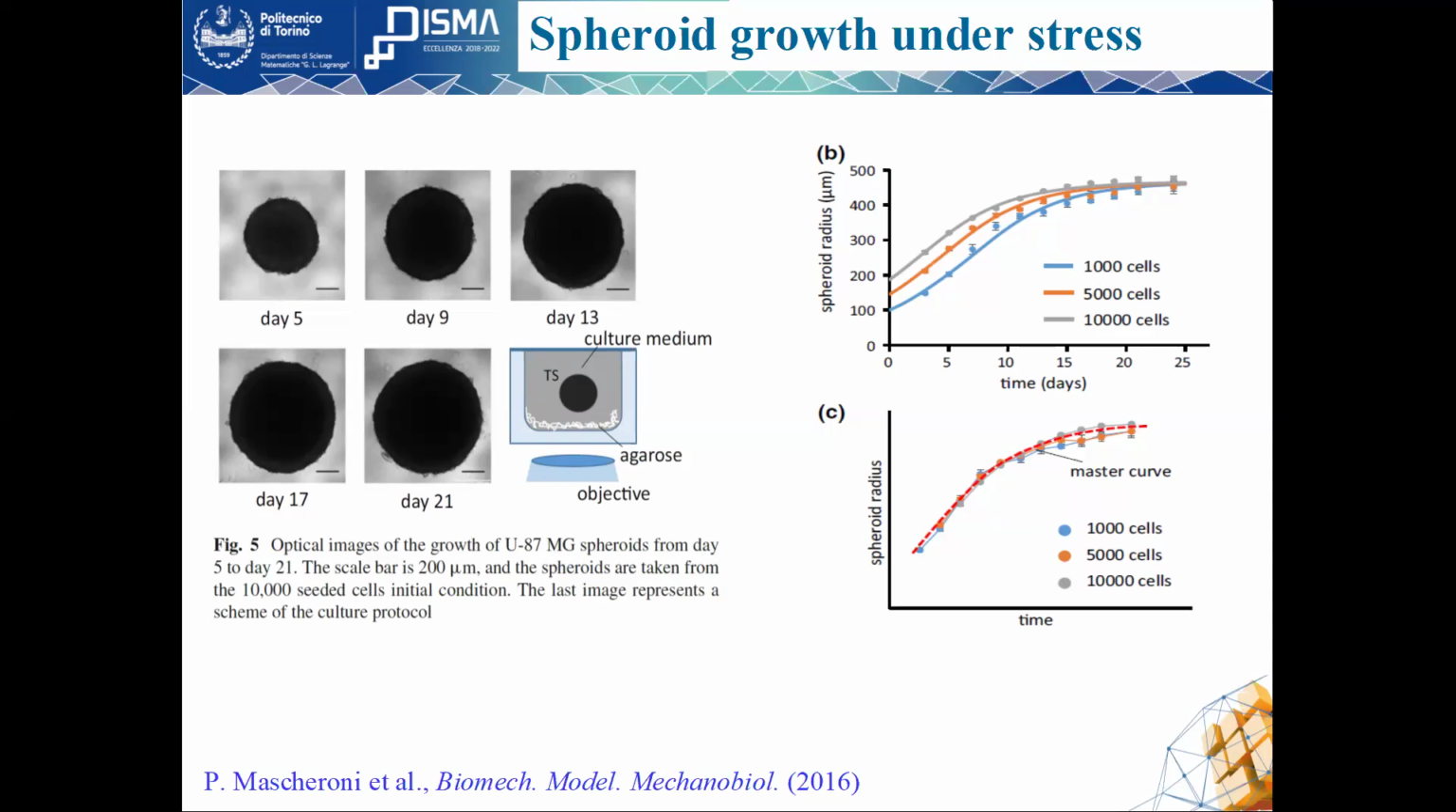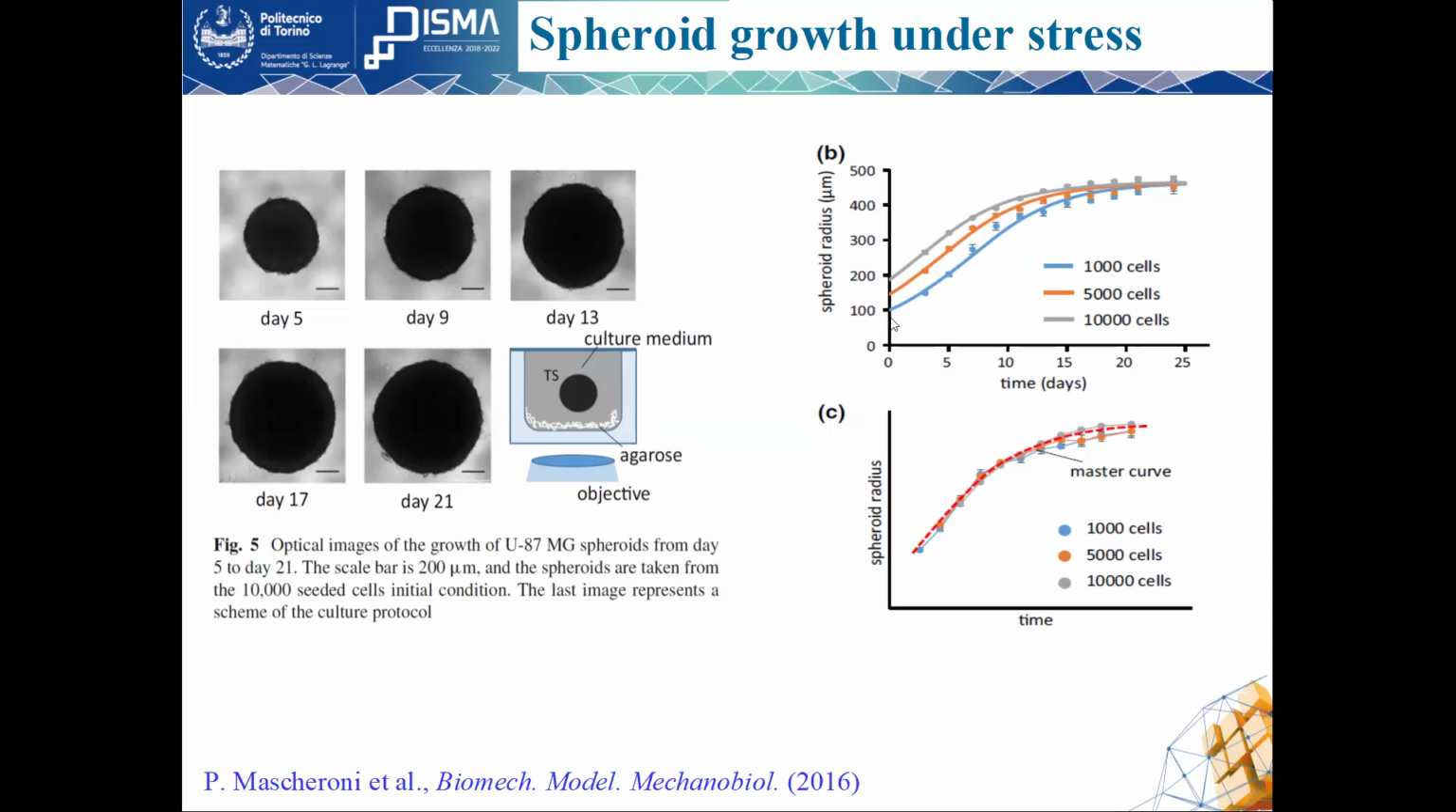Okay, so it's a bit more difficult in some sense to simulate. It can be done, however. So this is what you see in the experiments. You have to look at the big dots here, and you have that regardless of how many cells you put at the beginning, 1,000, 5,000, or 10,000, you have this growth up to an asymptotic value.